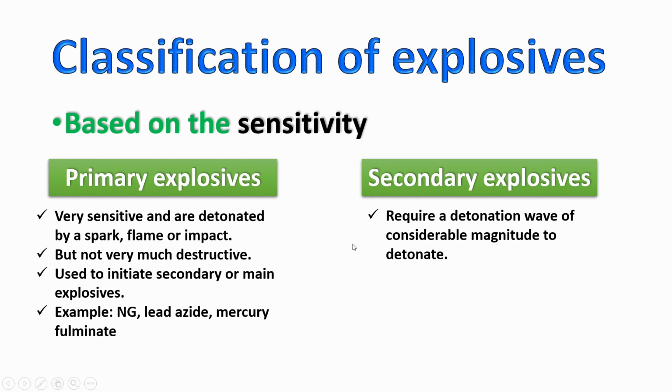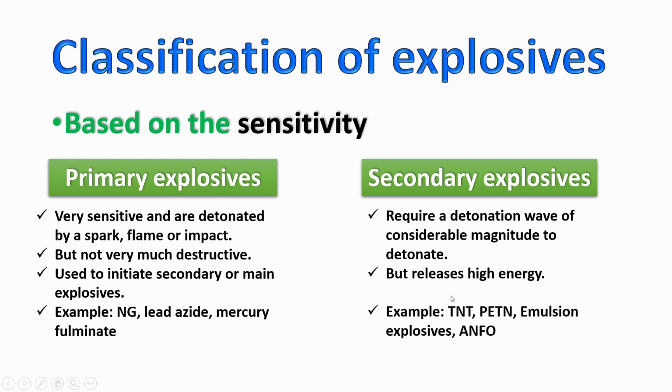Secondary explosives require a detonation wave of considerable magnitude to detonate. That means the secondary explosives cannot be initiated by a small amount of spark, flame or impact, because they are less sensitive to small amounts of external energy. They require a considerable magnitude of detonation wave for their detonation process. However, the secondary explosives release huge quantities of energy. For example, TNT, PETN, emulsion explosives, etc.